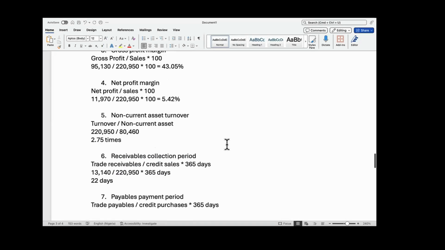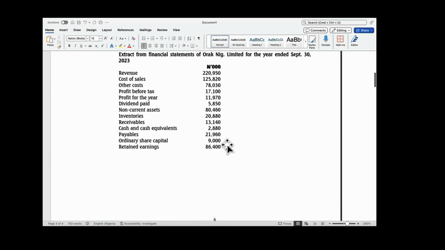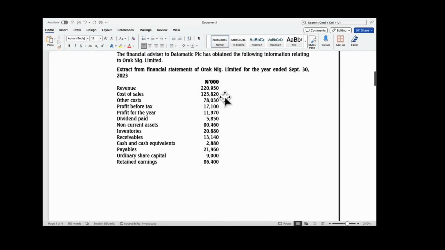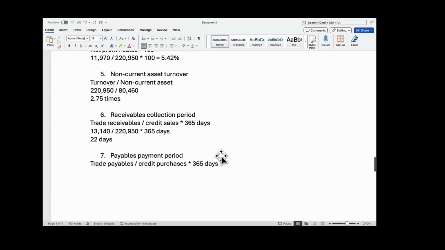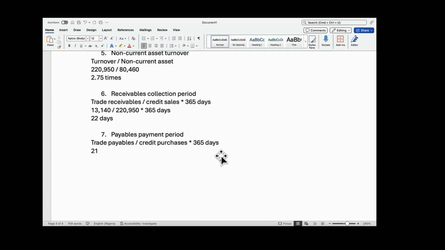So let's go to the question and get our trade payables and cost of sales. Our cost of sales is 125,820. I want somebody to cram that 125,820. And our payables is 21,960. Everybody cram this. So what's the cost of sales? 125,820. Thank you. Multiply by 365 days.